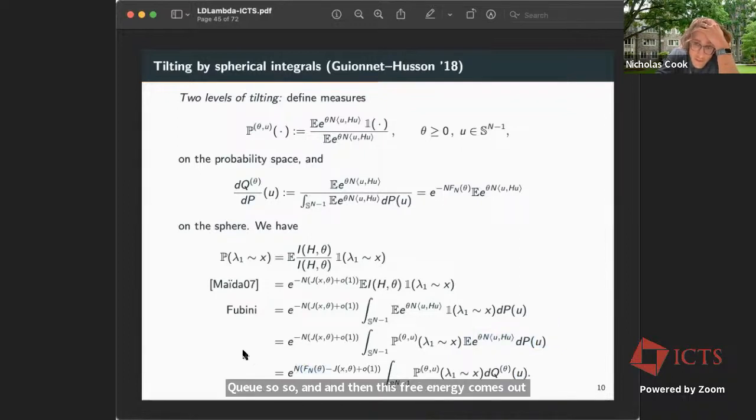Okay, so at this point, we're in a similar position as we were with Cramer's theorem, where this turns out to be the answer after you optimize in theta. And then we have a factor here, a probability. It's at two levels, but it's something that we want to show is essentially one. So we want to show that under these tilted measures, this becomes typical.